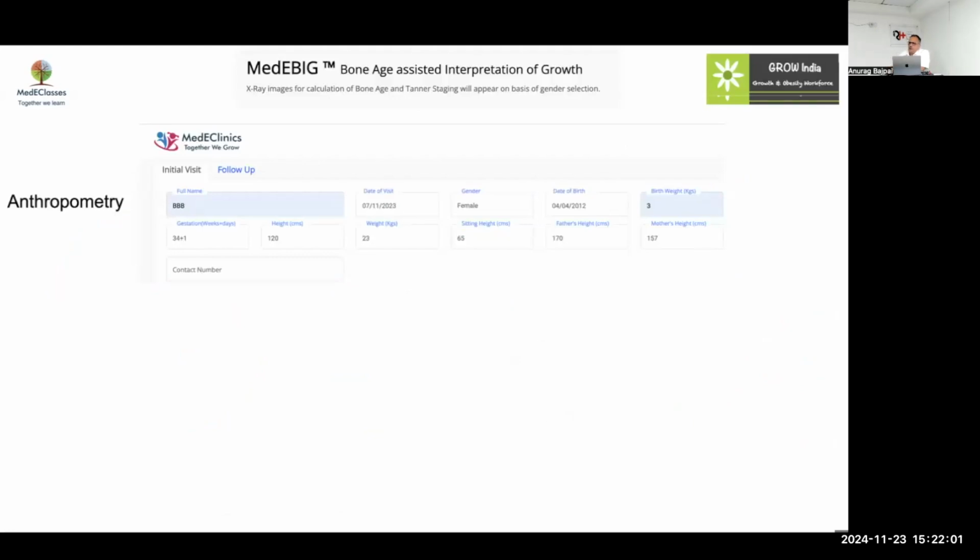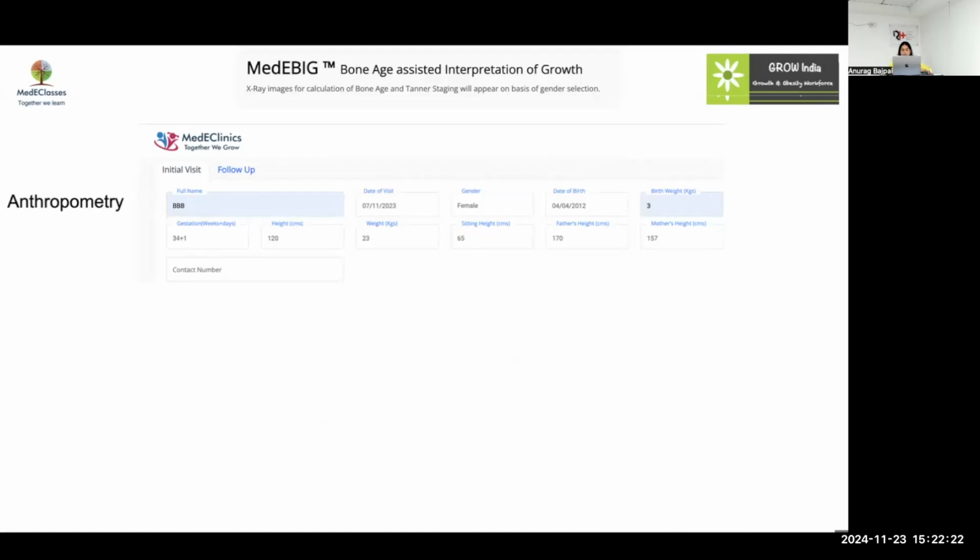I'll now invite Dr. Vibha to talk about our newer intervention, the bone age assisted interpretation of growth. To move one step forward, we decided to combine all three: growth chart, pubertal status, and the bone age assessment, into this tool, which is the bone age assisted interpretation of growth.